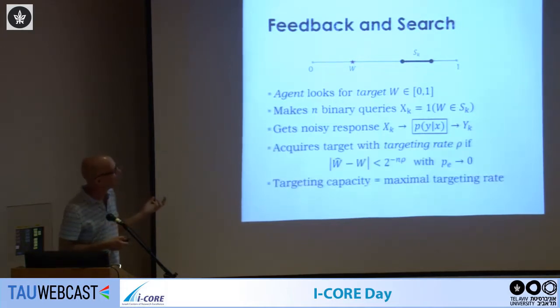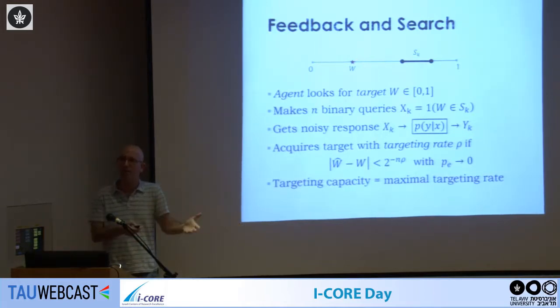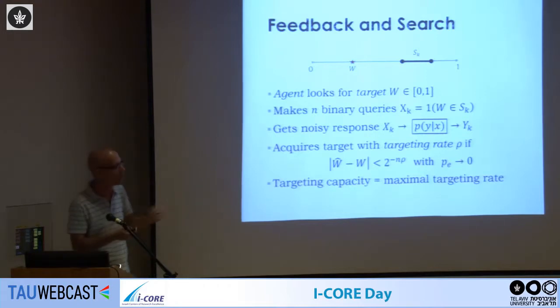And we can say that the agent acquires the target with rate rho if it can locate it up to resolution 2^(-n rho), while making sure the error probability of that detection goes to 0. That would be the definition of targeting rate. And we could also define targeting capacity, which would be the maximal possible targeting rate for this setup.